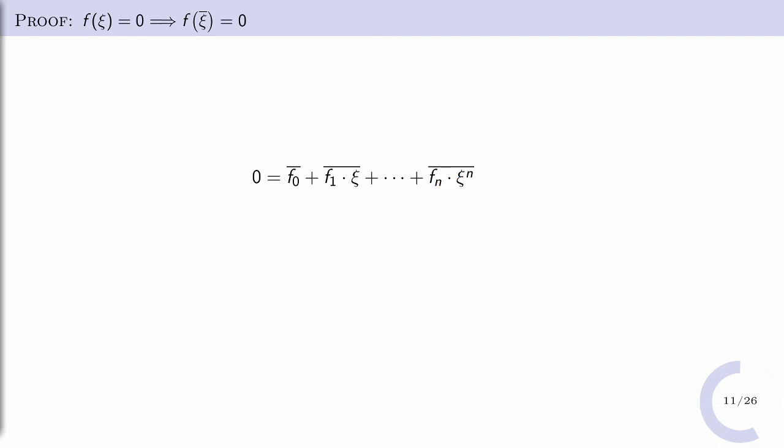So we can split it into a sum of conjugates. Now, as I said, conjugation preserves products, so we can split it even further to have it like this. But now all the fi's are real numbers, so fi conjugate is just fi, so we have this. And now when we look at the right-hand side, this is just f of xi conjugate. So we have proved that xi conjugate is a root of f.